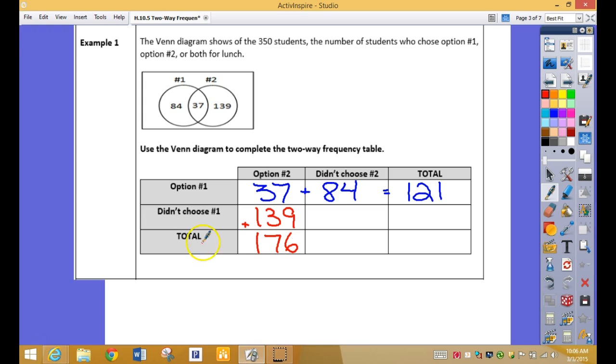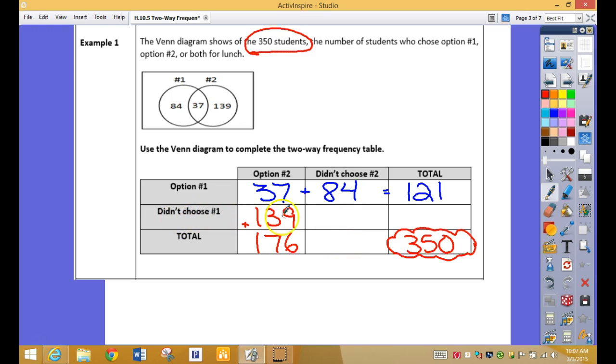Now, we have a total column here and a total column here. What is our complete total that should be in this corner? We can fill that in if we wanted even before we started. How many total people were in here? 350. Should be in there 350. That should be our total. All right. Now, so basically, could I fill in this one without looking at the Venn diagram now? I could take 350 minus 176 and get this answer. Or let's just keep going off of the table.